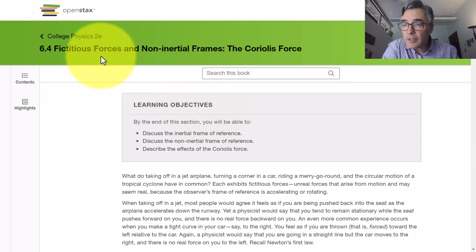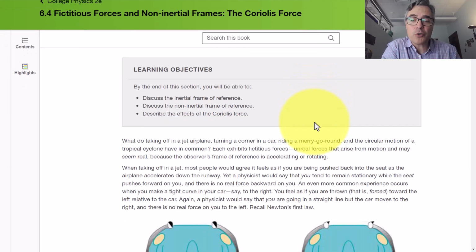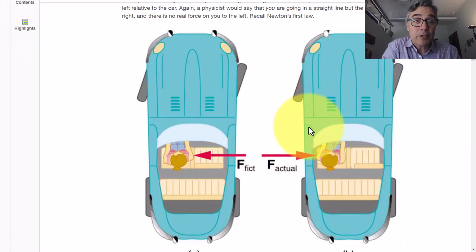Section 6.4 is about fictitious forces and non-inertial frames. So here are two pictures of the same car. They're turning to the right, which you can kind of see by the wheels here. So there's a big circular path with the center of circular motion off to the right. This is a bird's eye view. And so the centripetal force is pushing the whole car to the right.